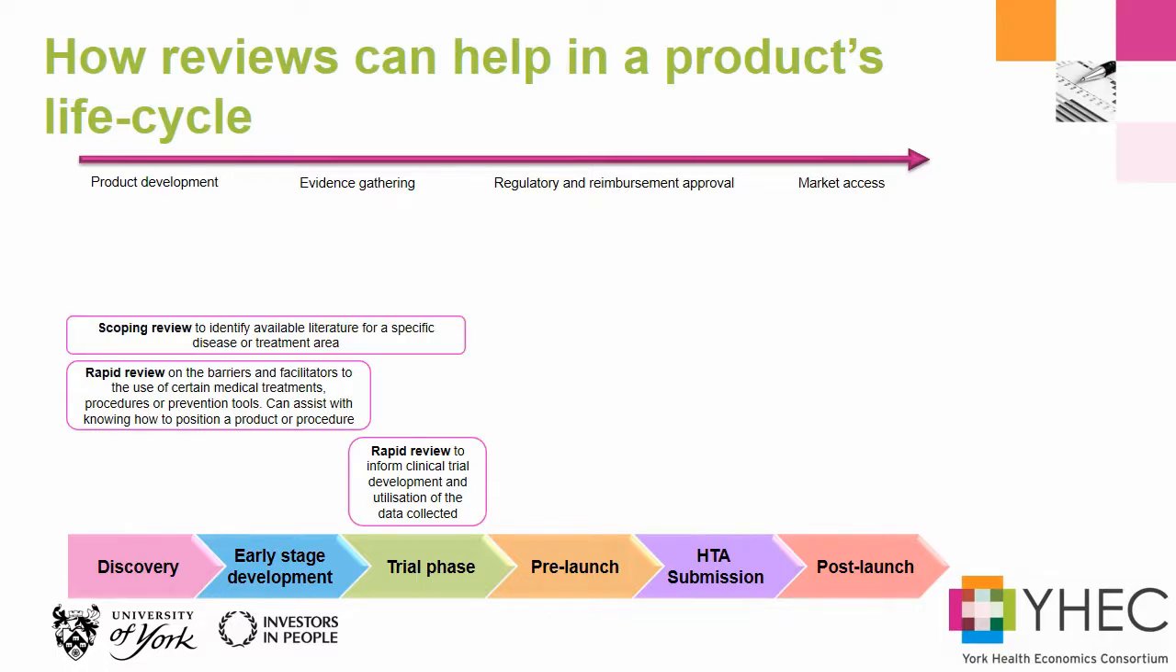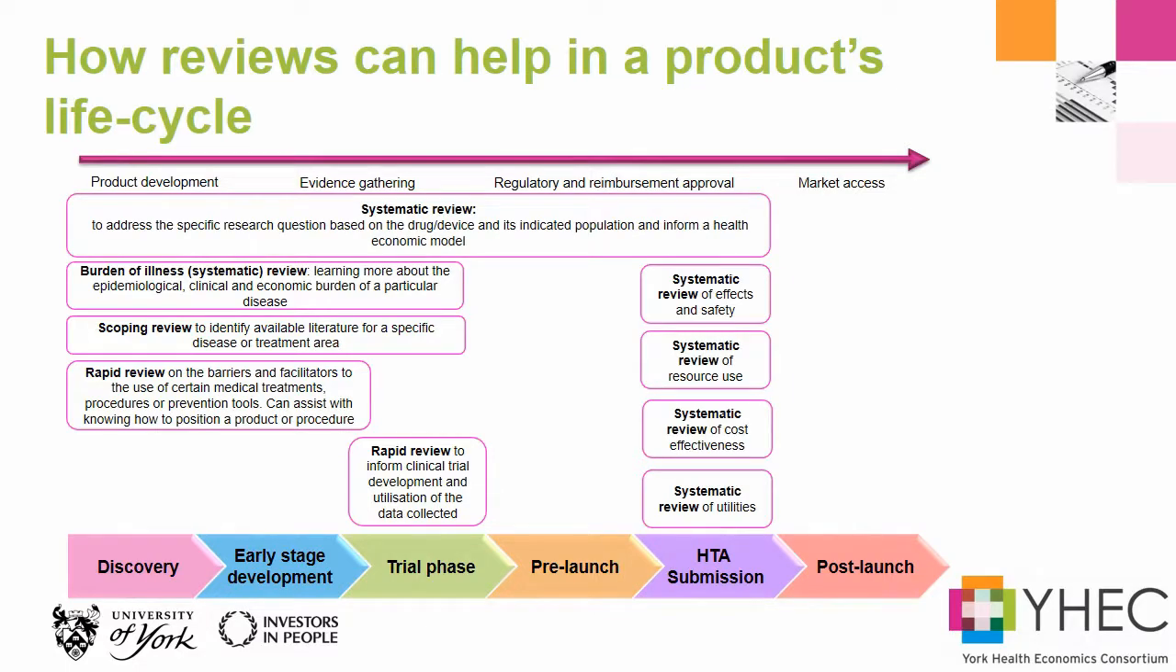Scoping reviews can be used to get a broader understanding of the disease area and current treatment pathways, as well as early identification of potential gaps in the evidence base. Burden of illness reviews can be systematic reviews or can adopt some of the rapid review strategies already discussed to provide an overview of the epidemiological, clinical, economic, and humanistic burden associated with a particular disease area.